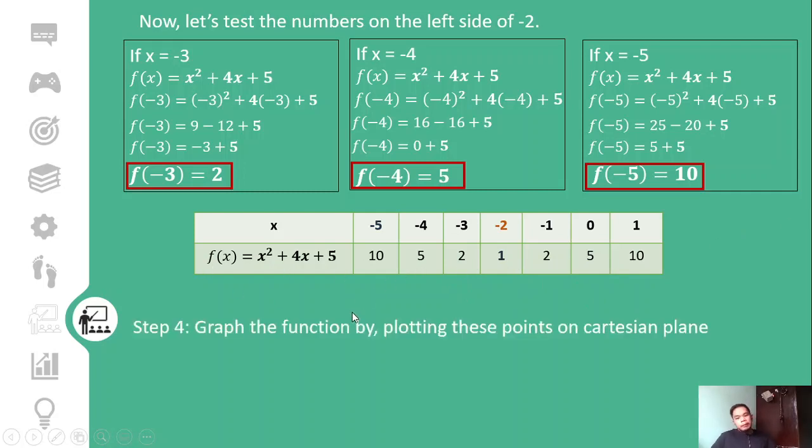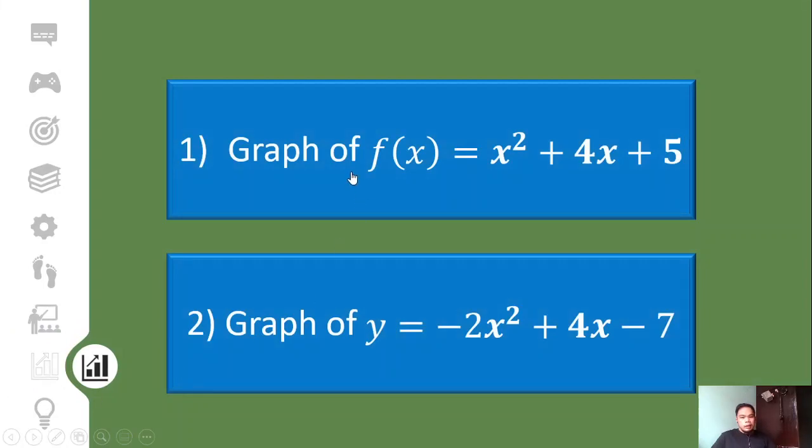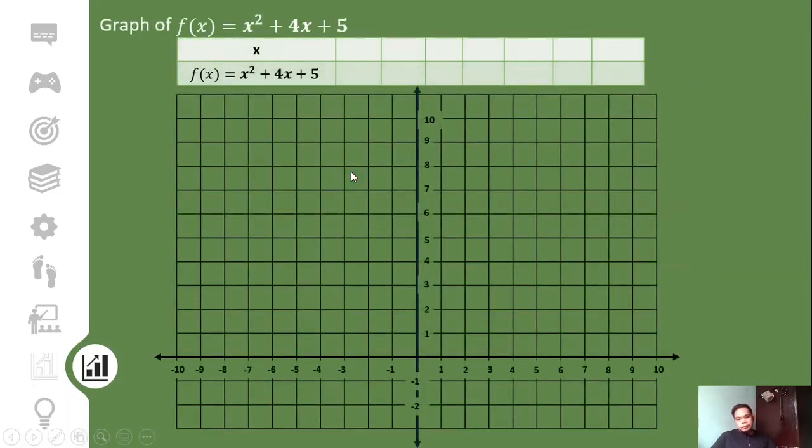Okay, now na-complete na natin yung table natin. No? Na-complete. After completing the table of values, we can now graph the function by plotting these points. So lahat ng ito ipa-plot natin sa Cartesian plane. Okay? So now let's go to the graphing. Let's graph the function of x in x squared plus 4x plus 5. So again, we have the table of values.